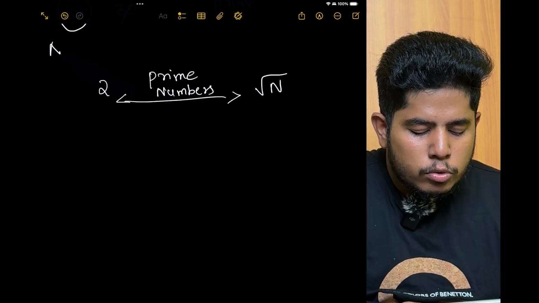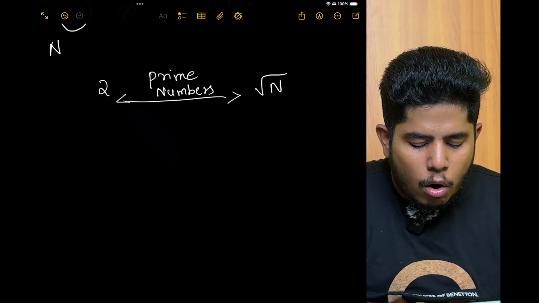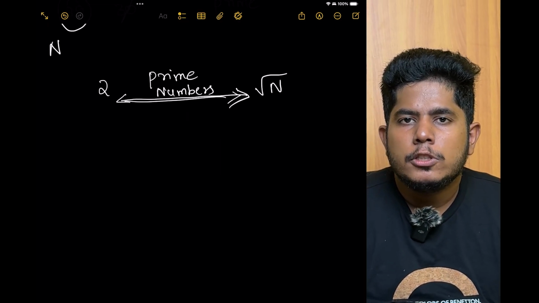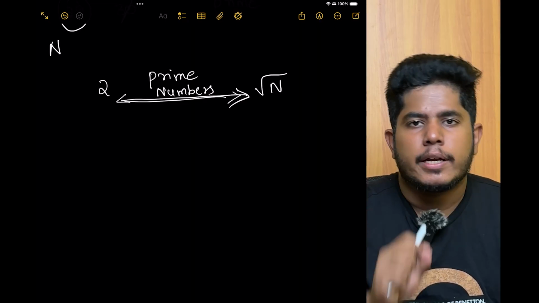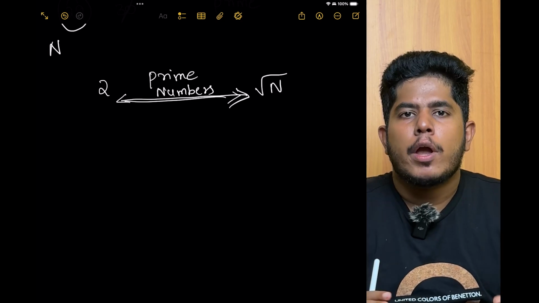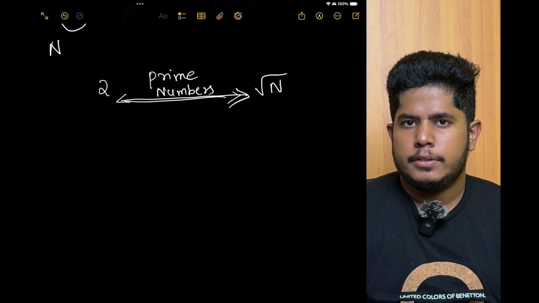So if you want to check whether n is a prime number or not, then just pick all the prime numbers between 2 to square root of n and then check. Do not check all the values between 2 to square root of n. This is how we are going to optimize.